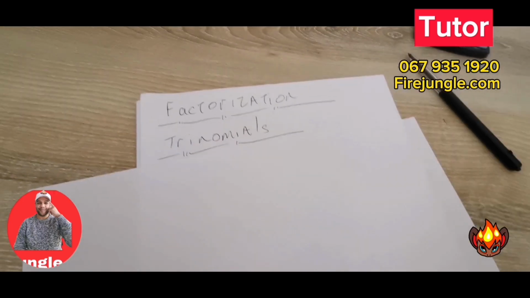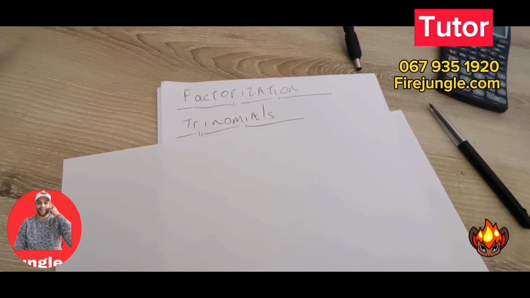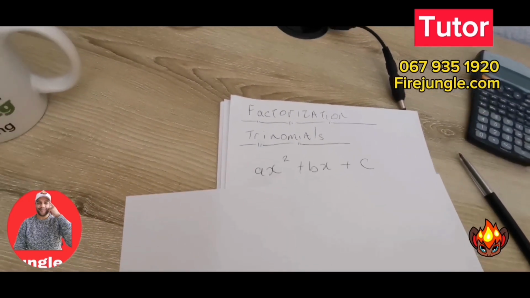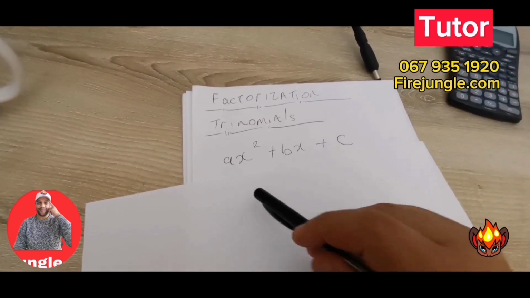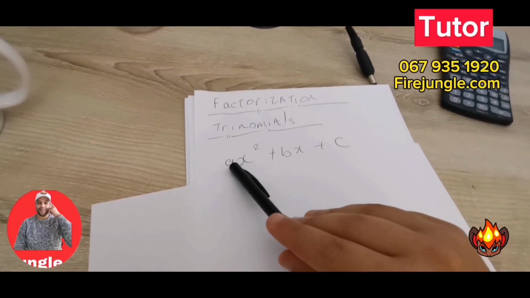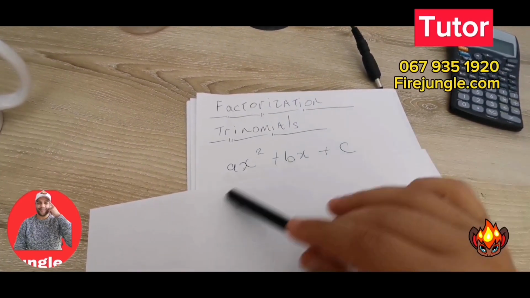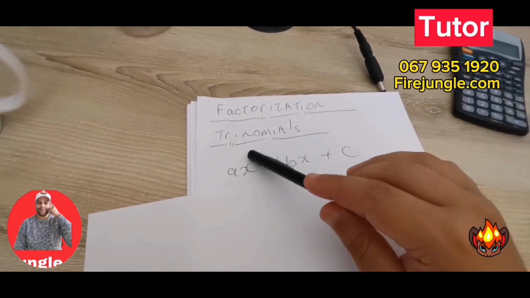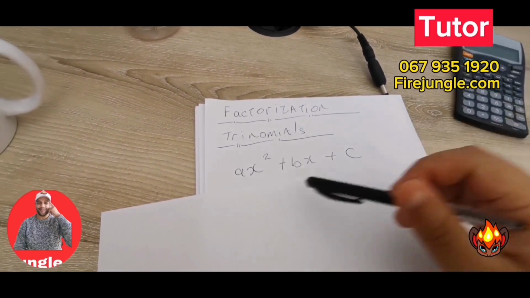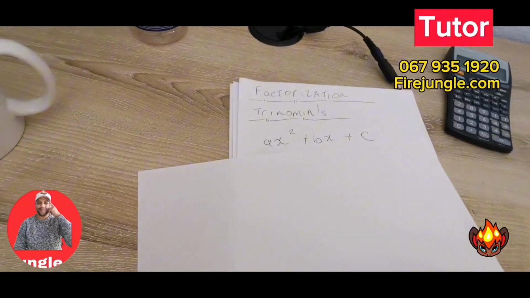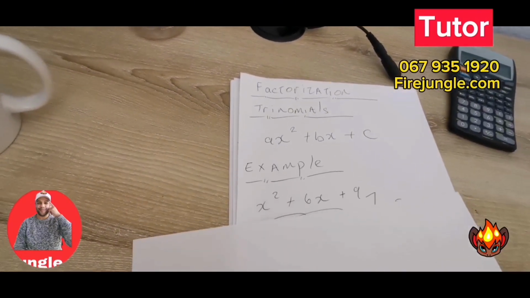Hi, good day everyone, and today we're going to be dealing with factorization, trinomial factorization. A trinomial's standard form is ax squared plus bx plus c. Recognize the square on the x. That usually indicates that it is a trinomial. So let's try an example.